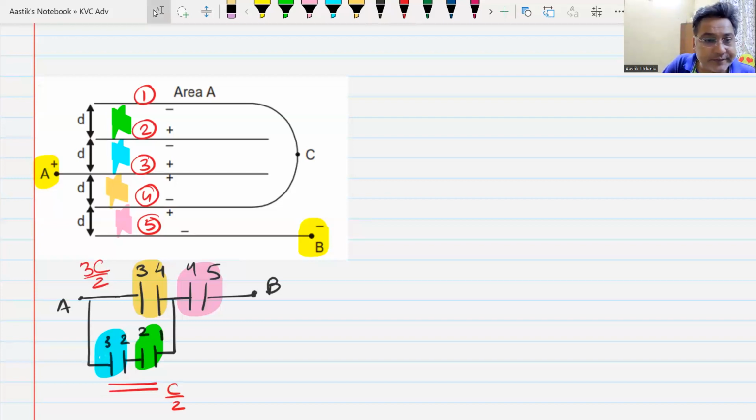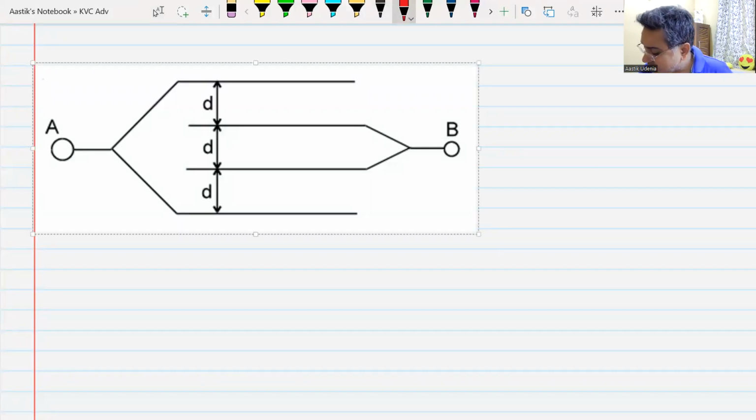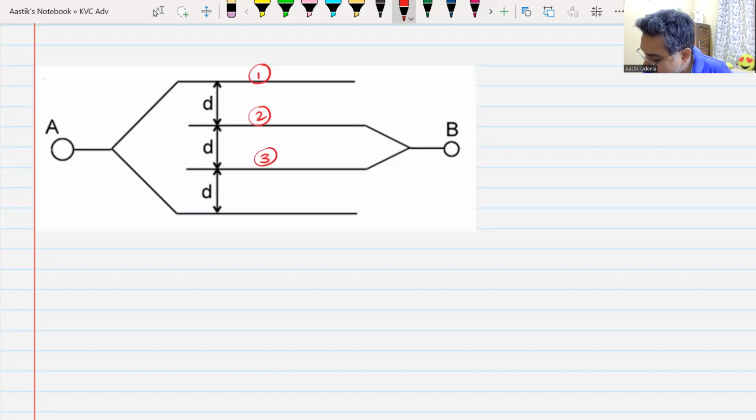Last one for today, and this is the one. I'll give you 2 minutes to give me the answer. 2C, I think, is the correct answer. Let me call this plate 1. Let me call this plate 2. This is plate 3. This is plate 4. Now, let me make the capacitors.